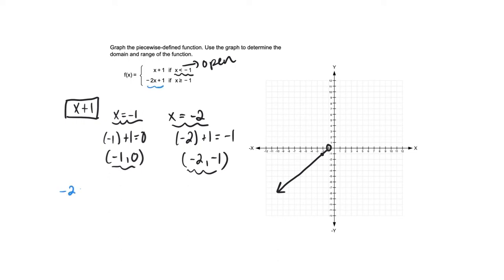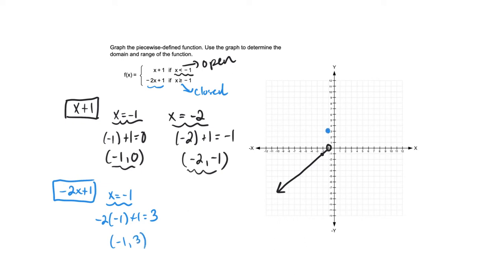Our second one, same exact thing, except we substitute in a number to the right of negative 1 because it's greater than or equal to negative 1. So x equals negative 1, right? We know this is going to be a closed circle there. So negative 2 times negative 1 plus 1. Right? Negative 2 times negative 1 is 2, plus 1 is 3. So negative 1, 3. Remember, it's closed there. So negative 1, 3 is closed.